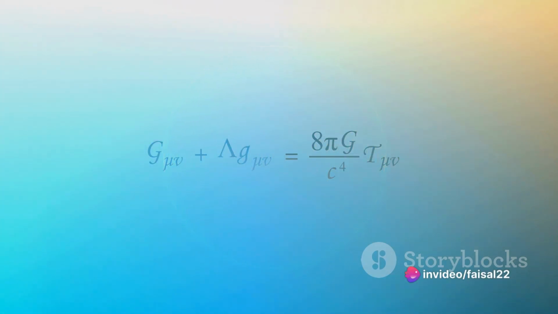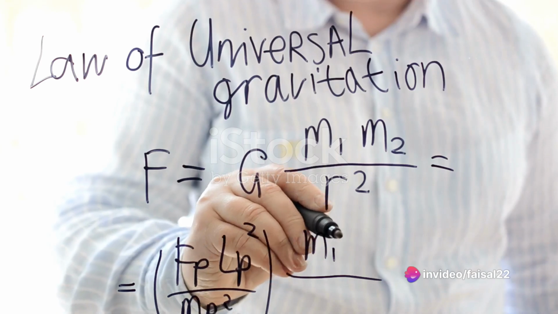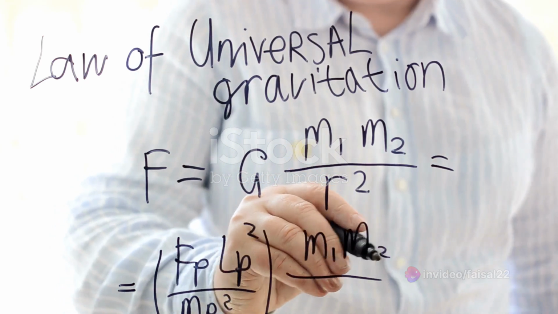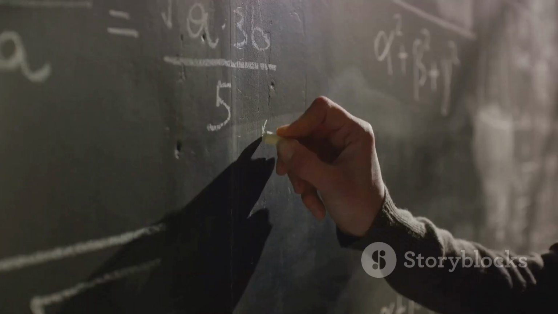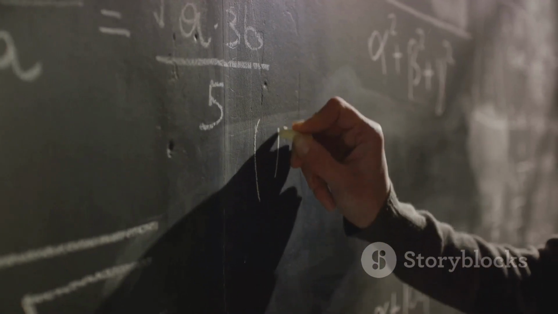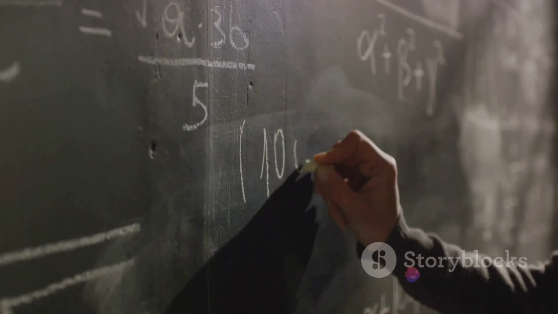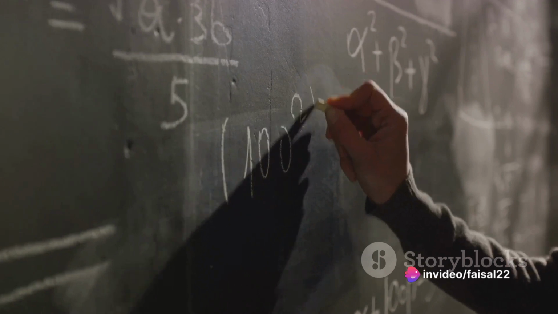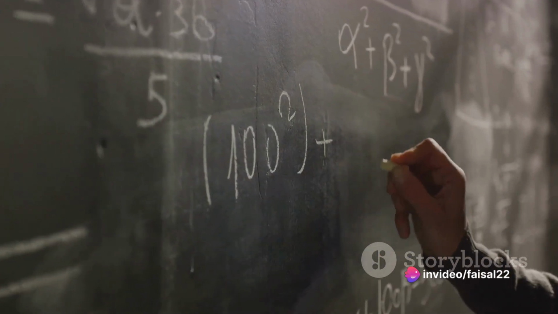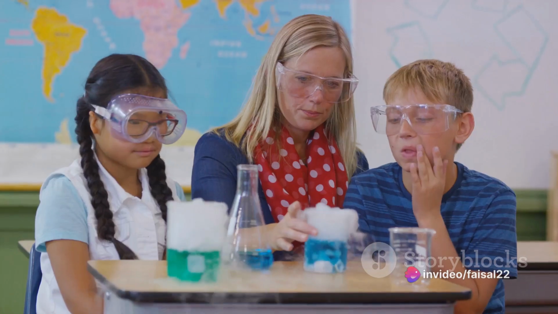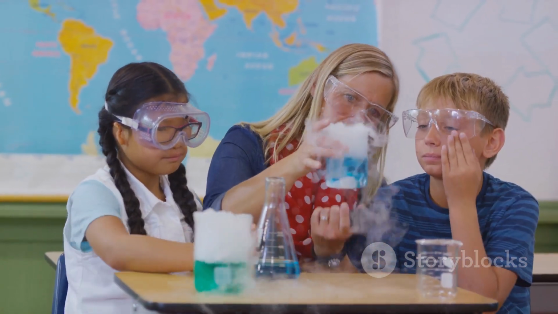around the Earth. The law of universal gravitation can be expressed mathematically as F = G m1 m2 / r², where F is the gravitational force between two objects, G is the gravitational constant, m1 and m2 are the masses of the two objects, and r is the distance between their centers.